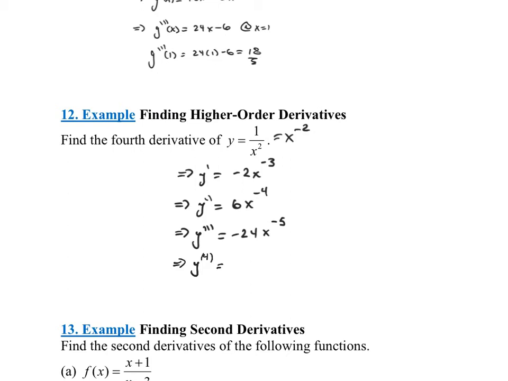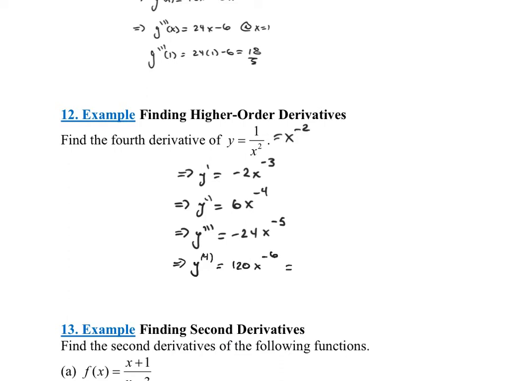So we'd have negative 24 times the derivative of x to the negative 5. Using the power rule, the derivative of x to the negative 5 would be negative 5x to the negative 6th. So we'd have negative 24 times negative 5, which would be positive 120. And then we'd have x to the negative 6.